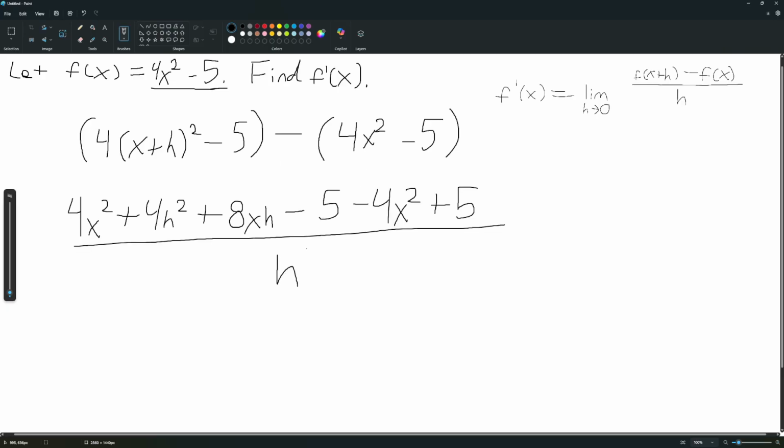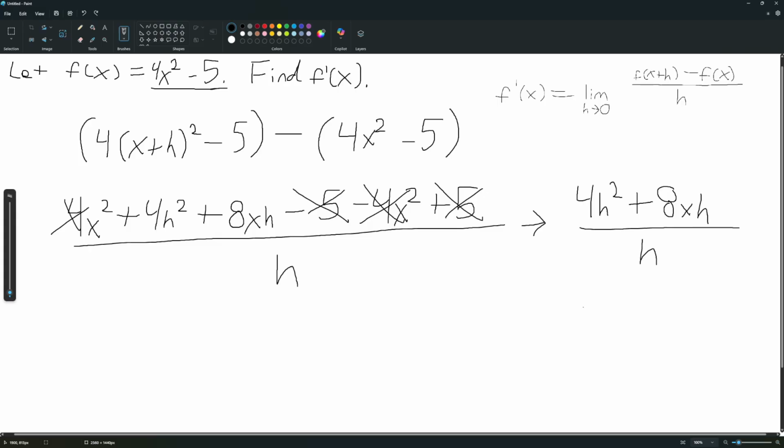Okay, now this is what we have after multiplying all of this out. And you'll notice that we have some things here that cross out. We have negative 5 plus 5, so these cross out. We have a 4x squared minus 4x squared, so these cross out. And then we are left with 4h squared plus 8xh over h.